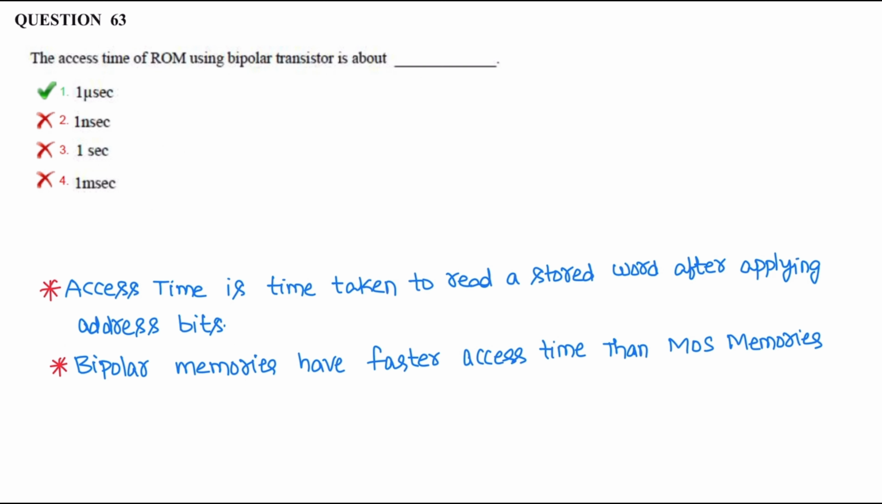Next question. The access time of ROM using bipolar transistor is about. So we know that access time is the time taken to read a stored word after applying the address bit. Bipolar memories have faster access time than metal oxide semiconductor memories. The access time of ROM is 1 microsecond. Correct answer is option 1.